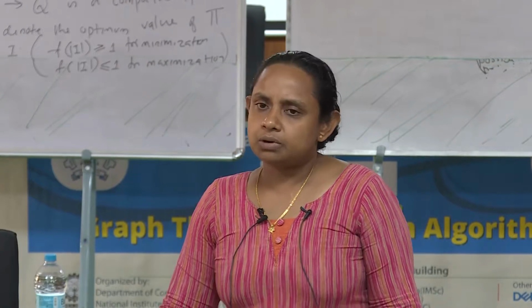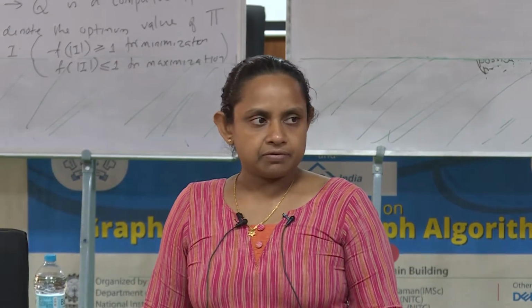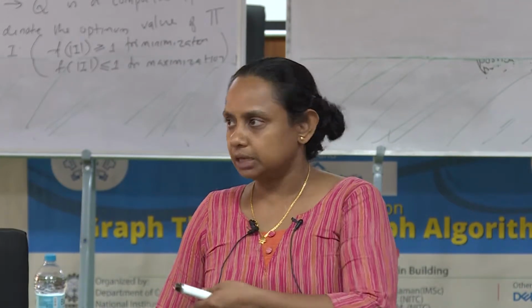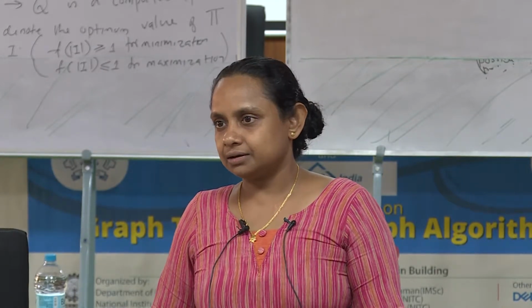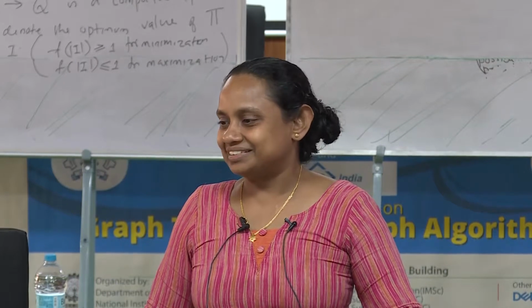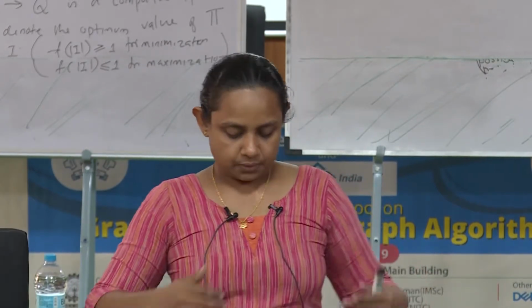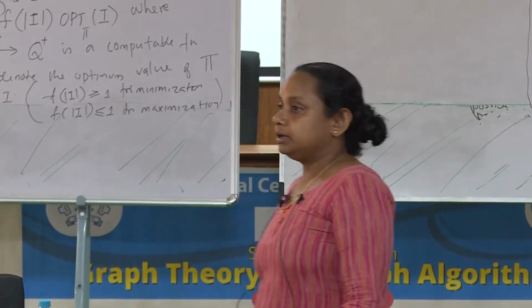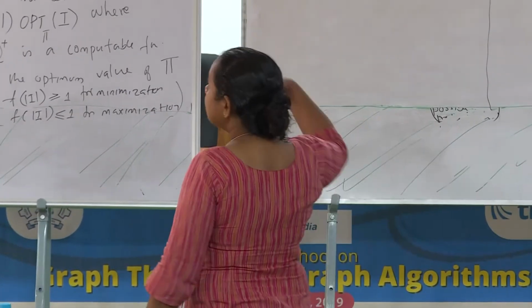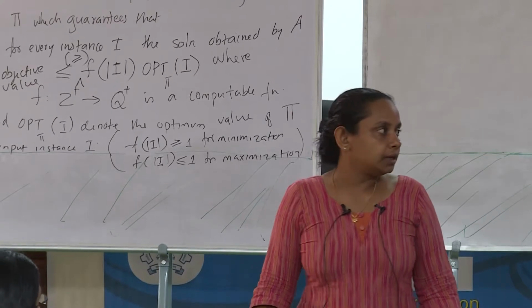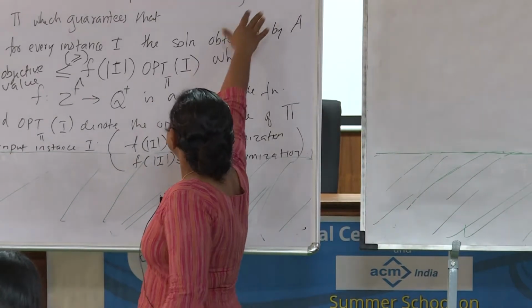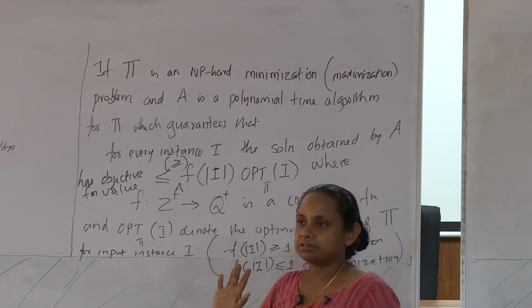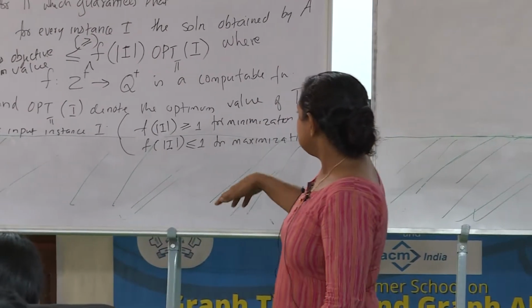So for minimization problems, this function will have value greater than or equal to 1, right? 2 times, 3 times, that makes sense. You cannot say less than 1, right? It has to be a vertex cover, so it has to be at least the minimum vertex cover. So it will never be less than 1 in the case of a minimization problem, and it will not be greater than 1 for maximization. If you are thinking about a clique problem or an independent set problem, then it is at least f of I times the optimum, and this factor will be less than 1.